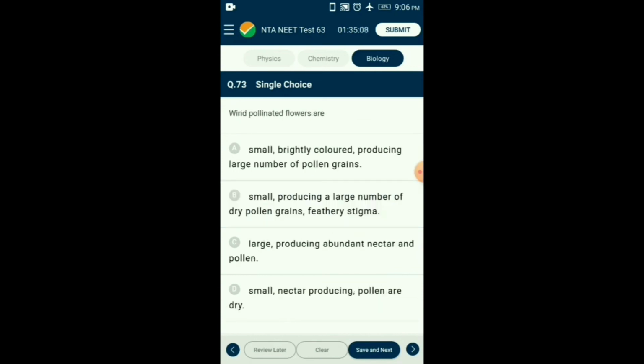Question number 73. Wind pollinated flowers are: pollination by wind is called anemophily, and such plants in which pollination occurs by wind are called anemophilous plants. Anemophilous plants are characterized by small flowers, pollen present in large number, which are small, dry, and light in weight. Number of ovules generally reduced in ovary, feathery or brushy stigma. Grasses and palms are generally anemophilous. The answer is option B. Small, producing a large number of dry pollen grains, feathery stigma.